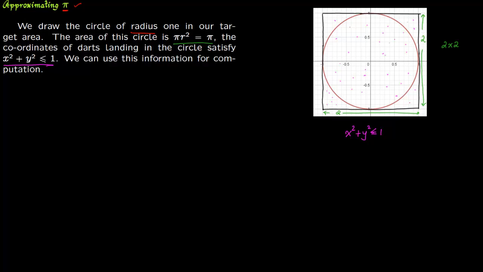So what are this x and y? Every point you throw in here has 2 coordinates. There is an x coordinate and there is a y coordinate. And if this lies inside the circle, then it will satisfy this condition. If it lies outside the circle, then obviously x square plus y square will be greater than 1. And this is what we will use to count the number of points.